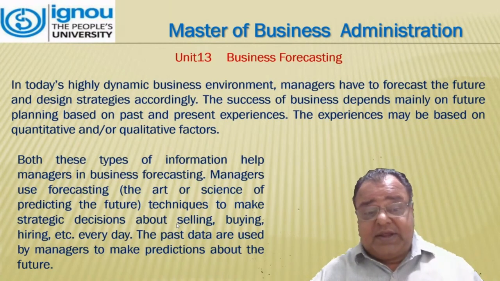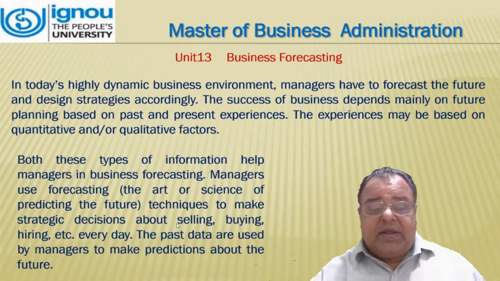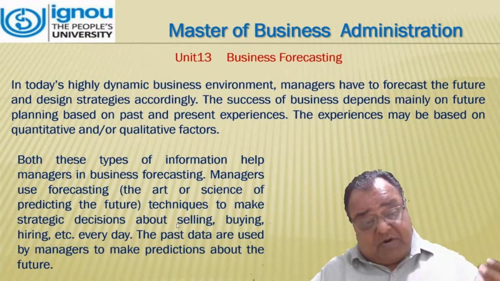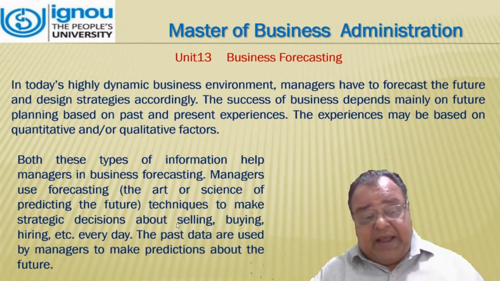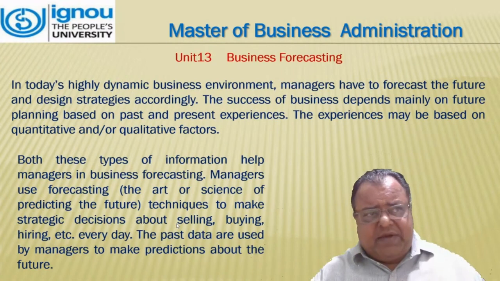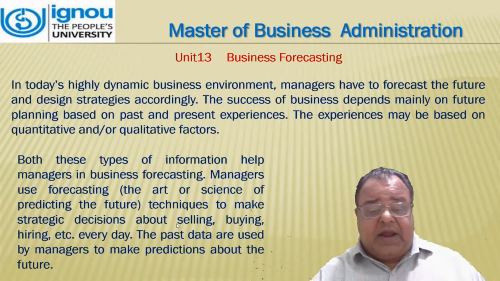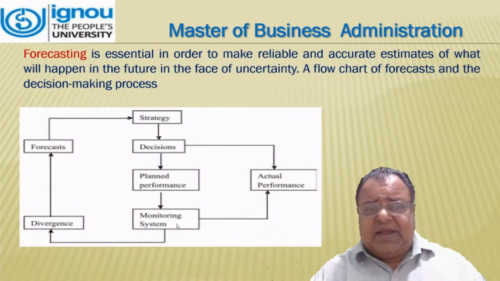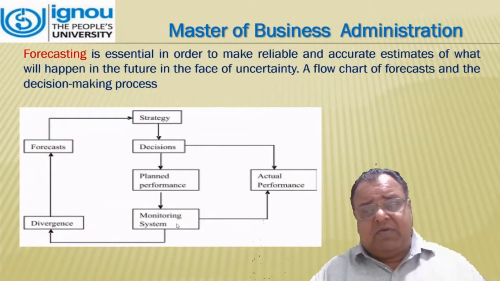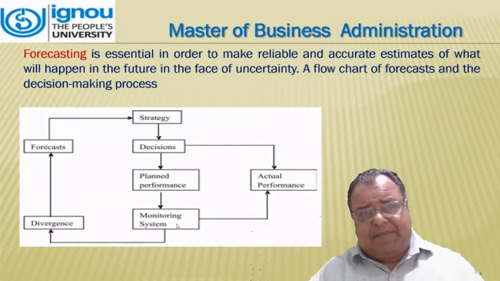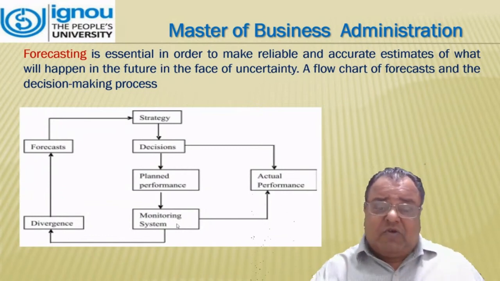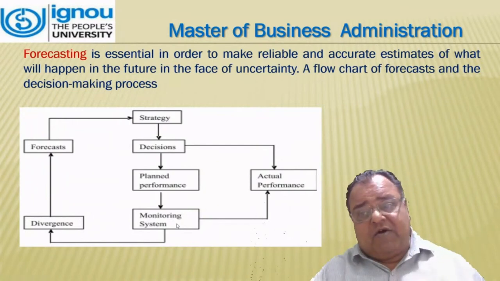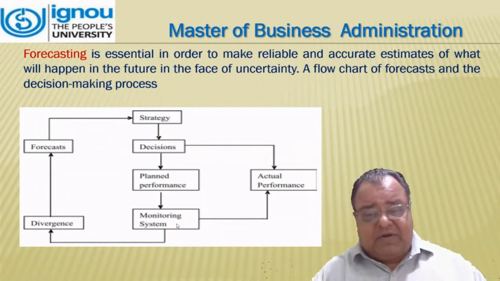Managers use forecasting techniques to make strategic decisions about selling, buying, hiring, etc. in everyday work. The past data are used by managers to make predictions about the future. Forecasting is essential in order to make reliable and accurate estimates of what will happen in future in the face of uncertainty. A flowchart of forecasts and the decision-making process is shown.